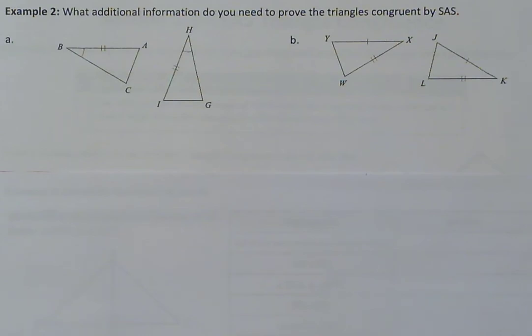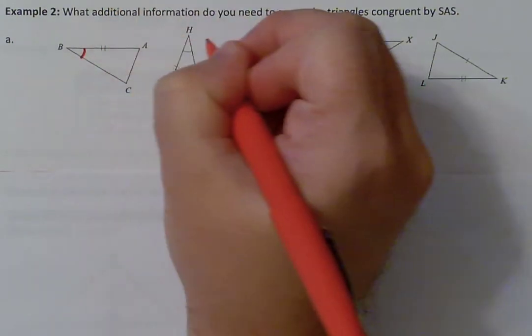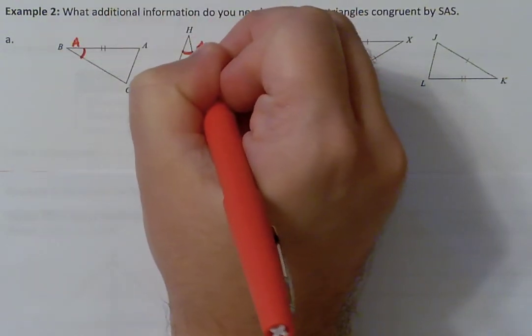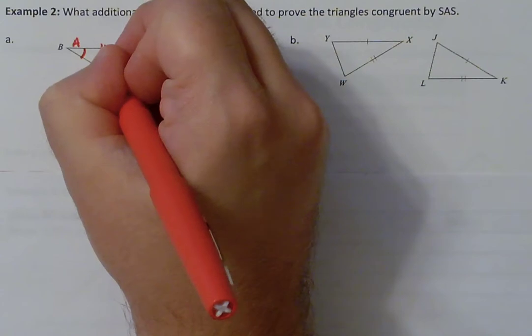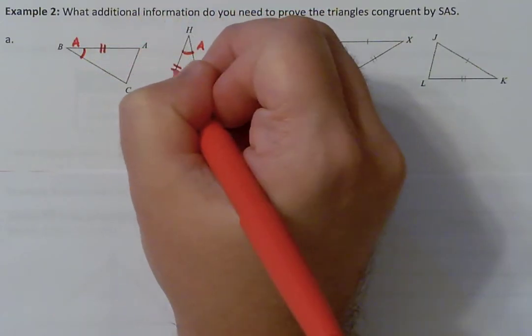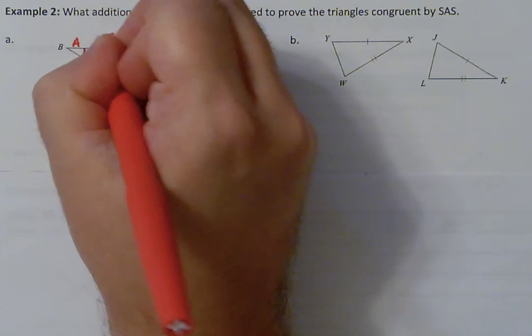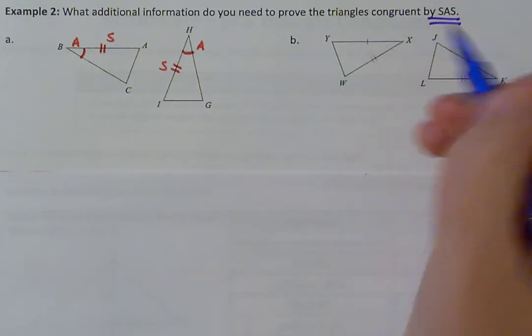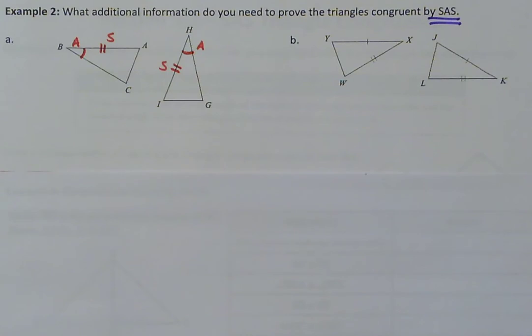So, example 2 wants us to state what additional information you need to prove the two triangles are congruent based off SAS. If we look at A, they tell me that angle B and angle H are congruent, so I have an angle. And then they tell me that side AB is congruent to side IH. So I have an angle and a side because I want to prove it based off SAS.